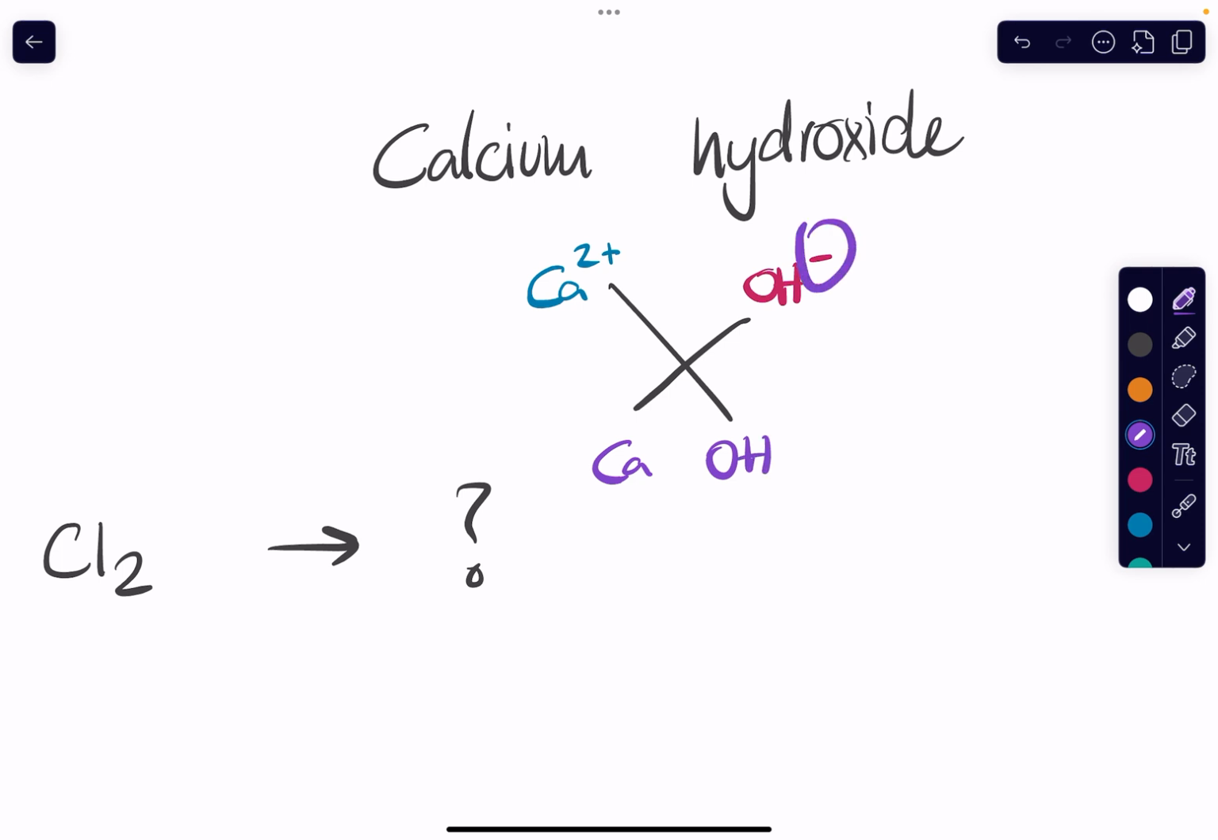Let's have a look at this value. How many charges do I have there? 1. So I only need 1 calcium. How many charges do I have here? 2. So I need 2 hydroxides. So I put a 2 here. That is incorrect.